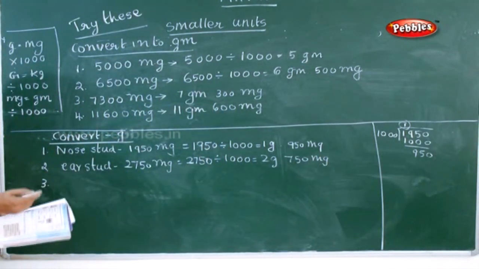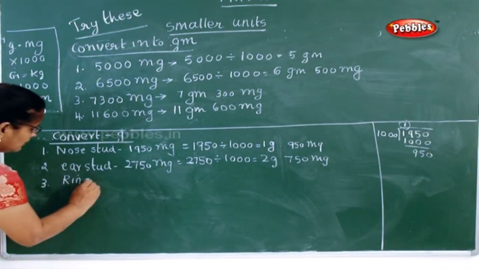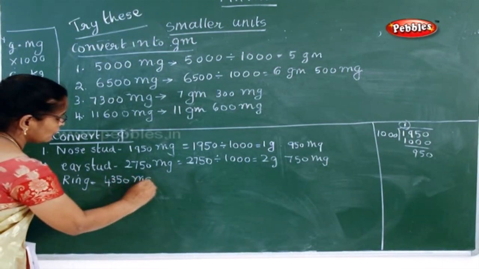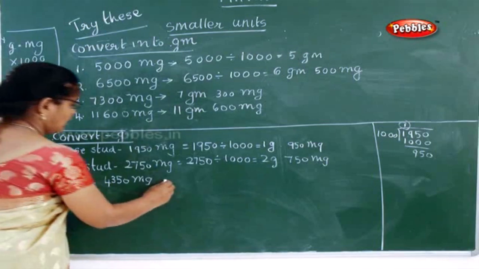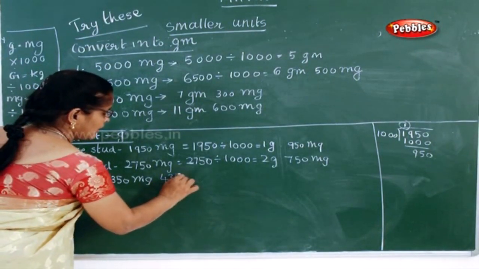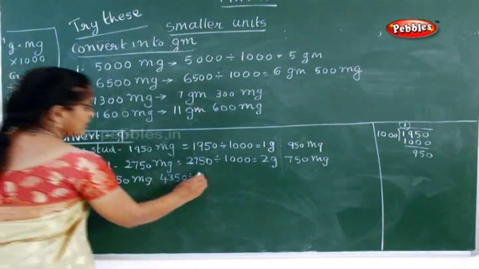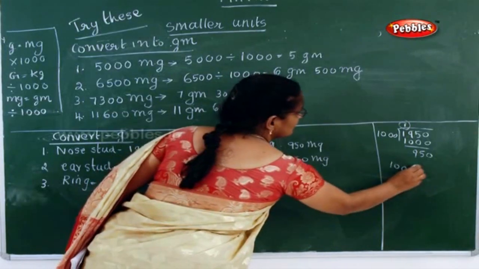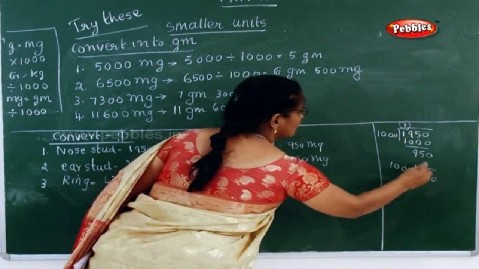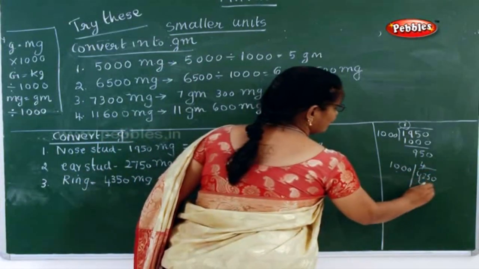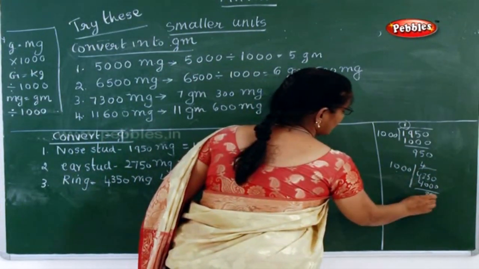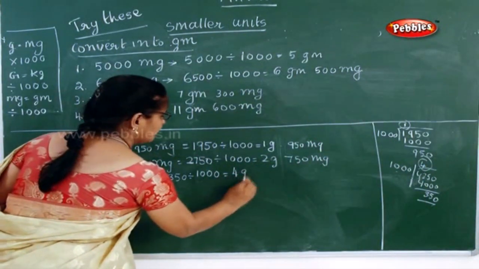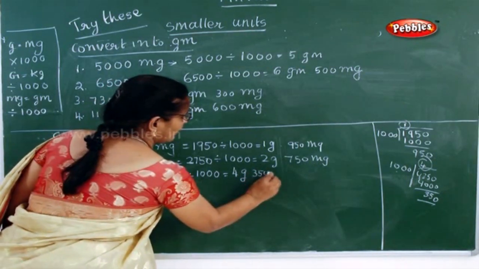Now what is the third thing the mother has brought? It is a ring. For how much has she brought it? 4350 mg. So you have to convert it to gram. Now how will you convert? 4350 divided by 1000. Same way you have to divide here. 1000 fours are 4000. So what is remaining here? 350. So this will be mg and this will be gram. So it is 4 gram and 350 mg.